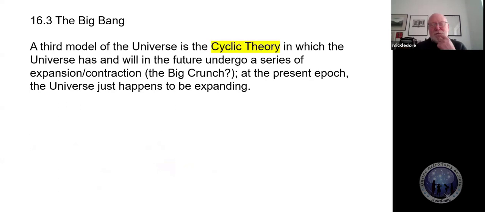There's a third model that you might have heard of called the cyclic theory, in which the universe has always been and always will be, and it undergoes a series of expansions and contractions. Not too convinced about this either. What's the point? I seem to think. Not sure about the cyclic theory. Not a great supporter of that.